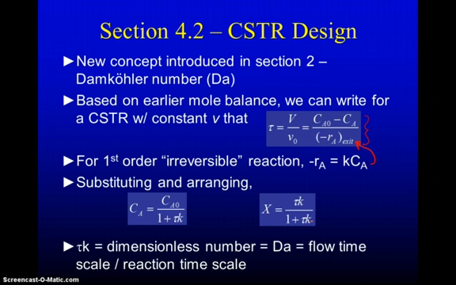Notice that in both of these expressions we have tau times K, and tau has units of time and K has units of inverse time, because this is a first order reaction. So this is a dimensionless number, and for a first order reaction this is the Damköhler number. It relates flow time to reaction time scale.